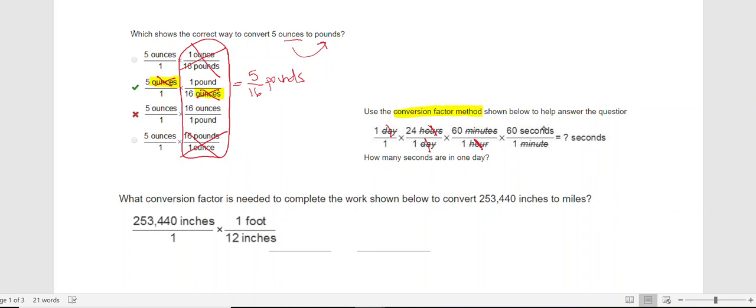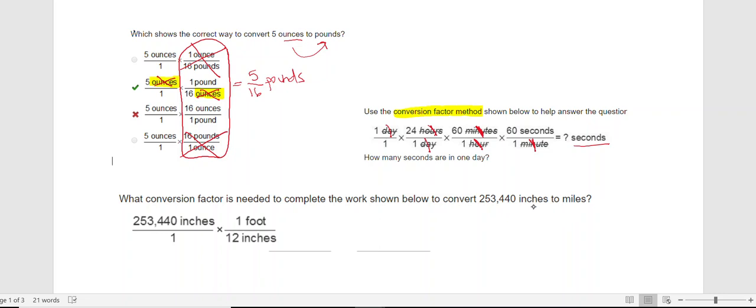Then I need to go from minutes to seconds. Minutes is on top, so minutes is on the bottom. There are 60 seconds in 1 minute. So 1 times 24 times 60 times 60 would give me the number of seconds, which should make sense that all of this is being multiplied on the top because you're going from a larger unit to a smaller unit, which means your answer is going to be a bigger number. So you're multiplying.